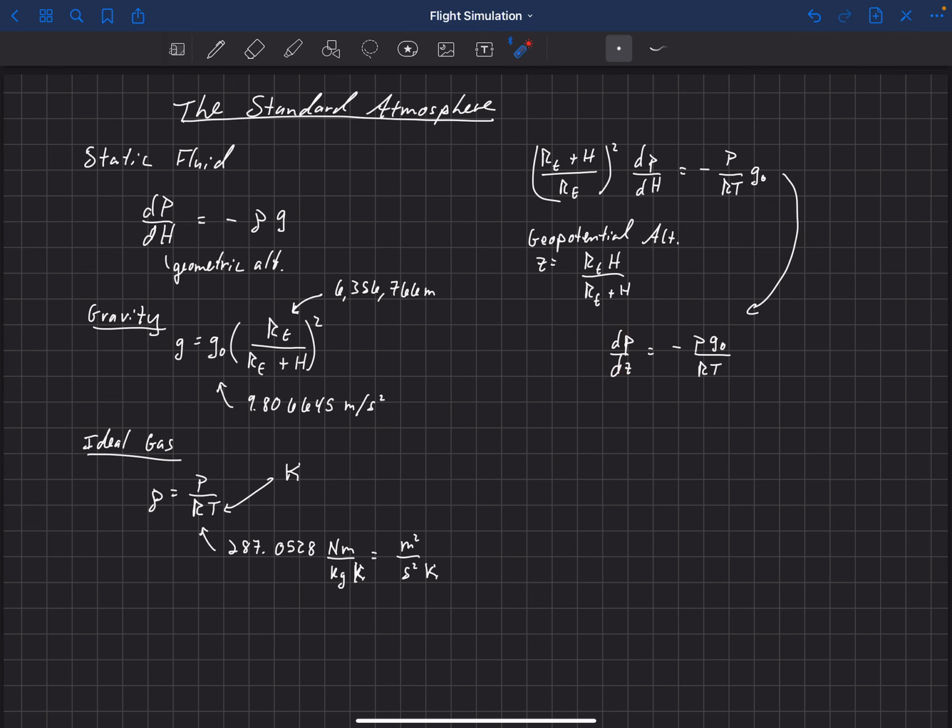Okay, so now this is easier to solve, and this too is a differential equation. We've got the change in pressure with geopotential altitude, and that's related to the pressure itself. So this again is a differential equation. Okay, in order to solve this, we have to actually understand how T varies with Z as well, okay? And so this is where we now get into the real definition of the standard atmosphere.